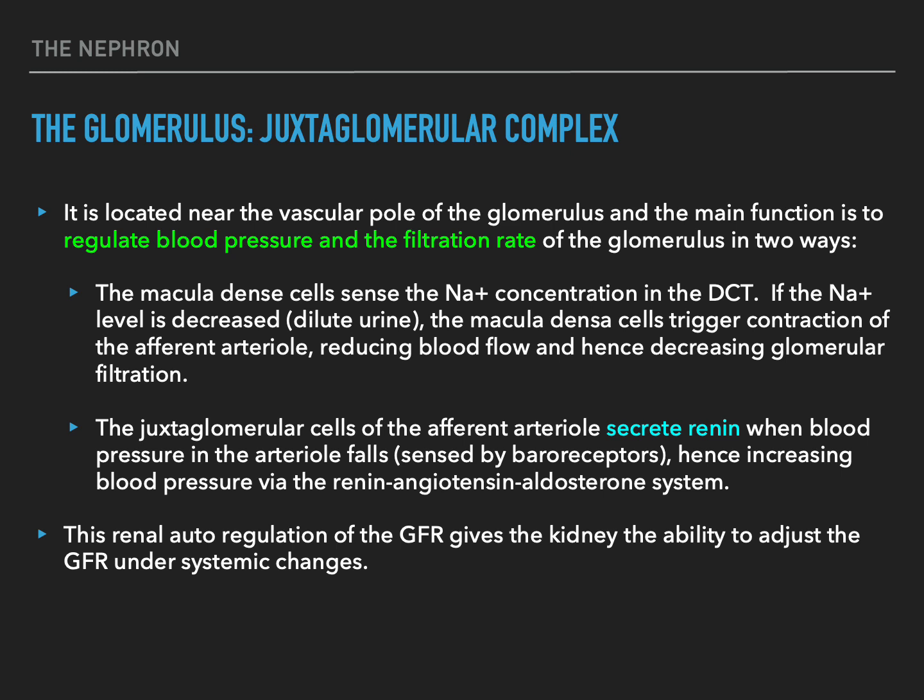Let's get into more detail about how the juxtaglomerular complex regulates blood pressure. As you remember, it's located near the vascular pole of the glomerulus, and it can regulate blood pressure and filtration in 2 ways. First, the macula densa cells of the distal convoluted tubule sense the sodium concentration, and if that level is decreased, which indicates dilute urine, the macula densa cells trigger contraction of the afferent arteriole.